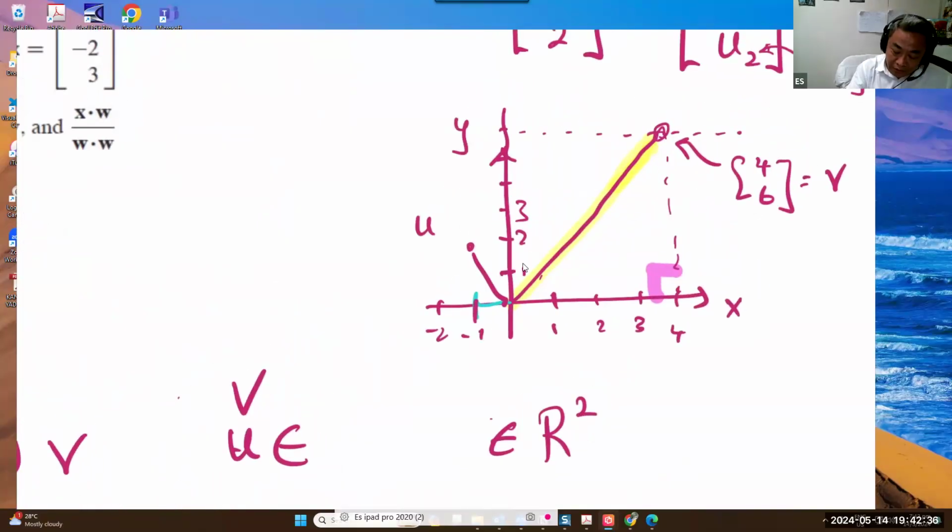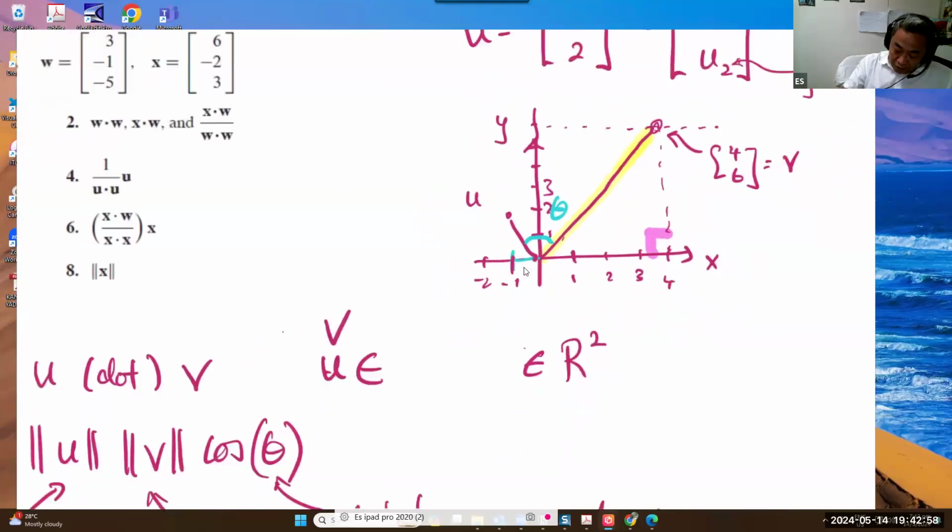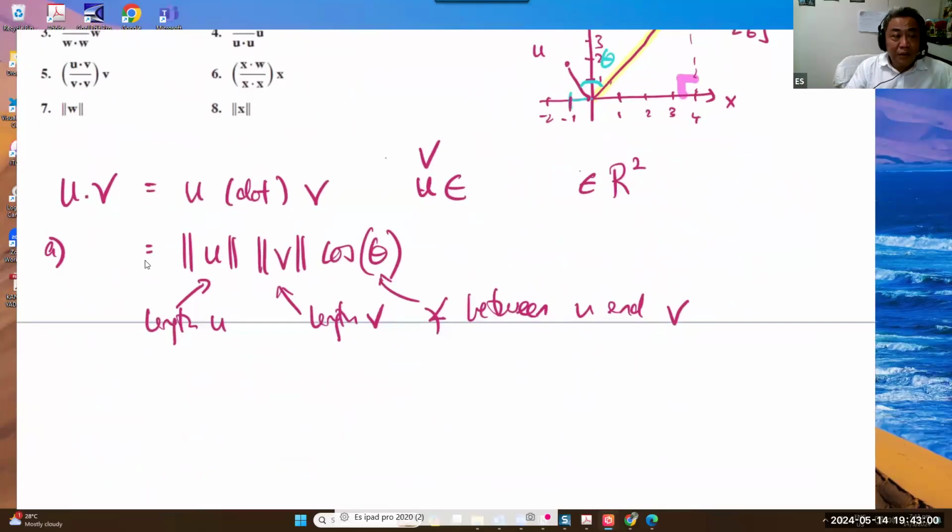So I'll use a different color now. And here is theta, the angle between this guy. Normally, we always choose the angle that is less than 180 degrees, that is pi. Because you might think you could have chosen this other angle, but no, we always choose the angle that is less than pi. All right, so this is one way to calculate u dot v. There's another way.